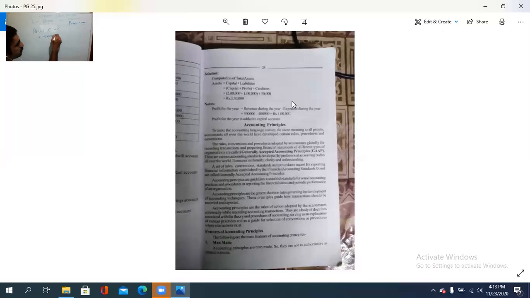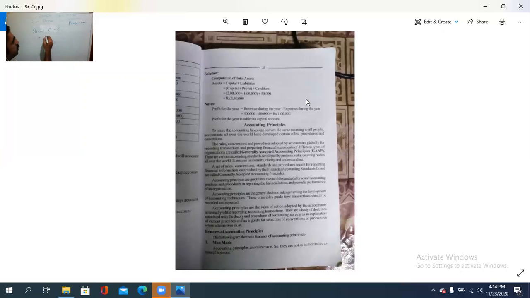So capital plus profit. Asset is equal to capital plus liability. So capital plus profit is there. In the balance sheet, as you are aware, the profit is added along with the capital, isn't it? So profit is calculated separately as 1 lakh.